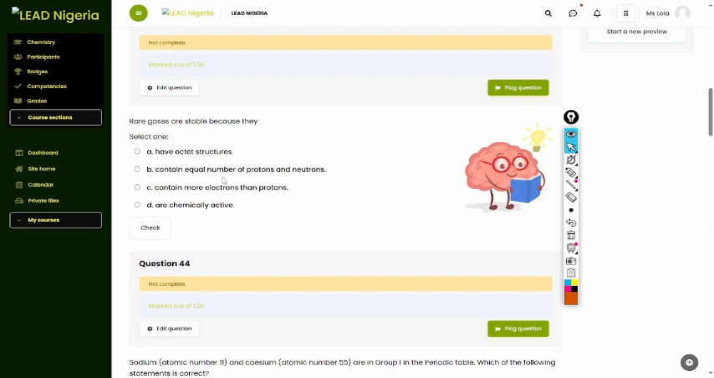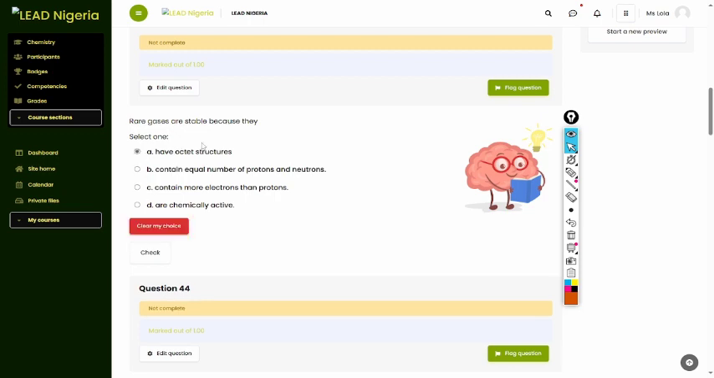So they become unreactive because they do not need to lose or gain electrons to become stable, as they have already become stable. So the reason why rare gases are stable is simply because they have octet structure. That is the closest to the answer. Octet structure refers to a structure where you have 8 electrons in the outermost shell, and that makes it complete. So the correct answer is A.